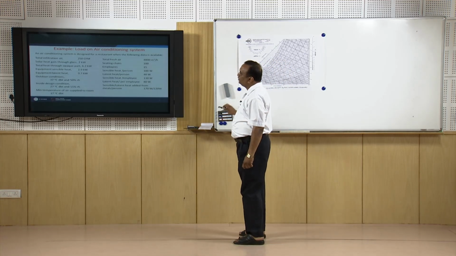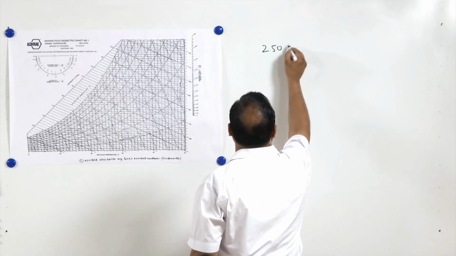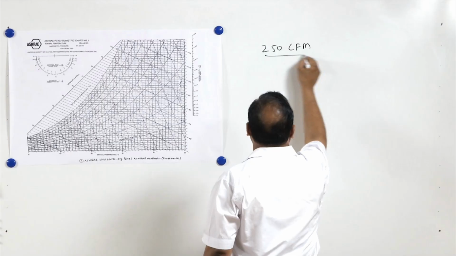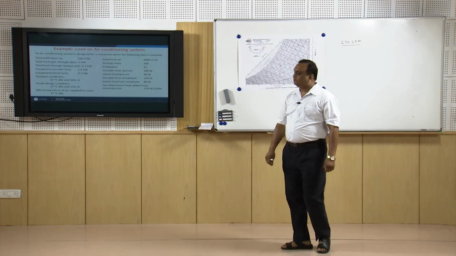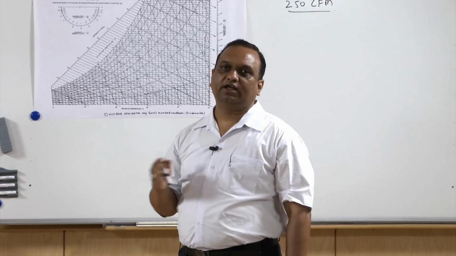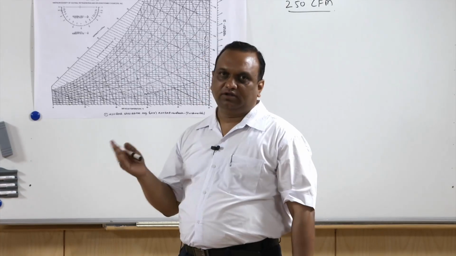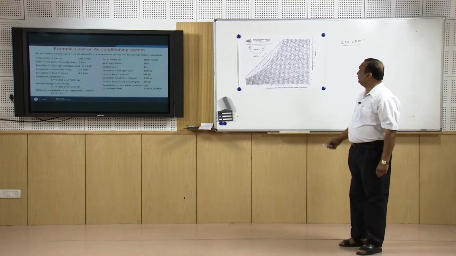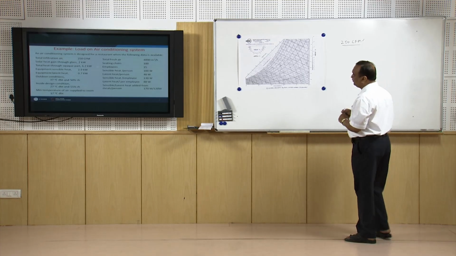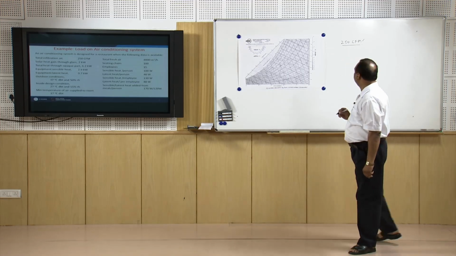So in this problem, first of all, total infiltration air is 250 CFM, because we have buildings which are not airtight. Further, in a restaurant, the customers frequently come inside and go outside. So there is a lot of infiltration. So this 250 CFM of flow inside a building has to be converted into equivalent liters per second.